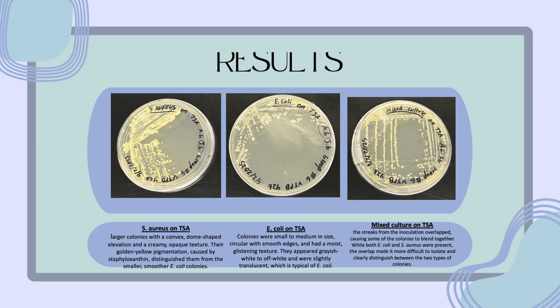And lastly, as for the mixed culture on TSA, the streaks from the inoculation overlapped, causing some of the colonies to blend together. And while E. coli and S. aureus were present, the overlap made it a bit difficult to isolate and clearly distinguish between the 2 types of colonies.